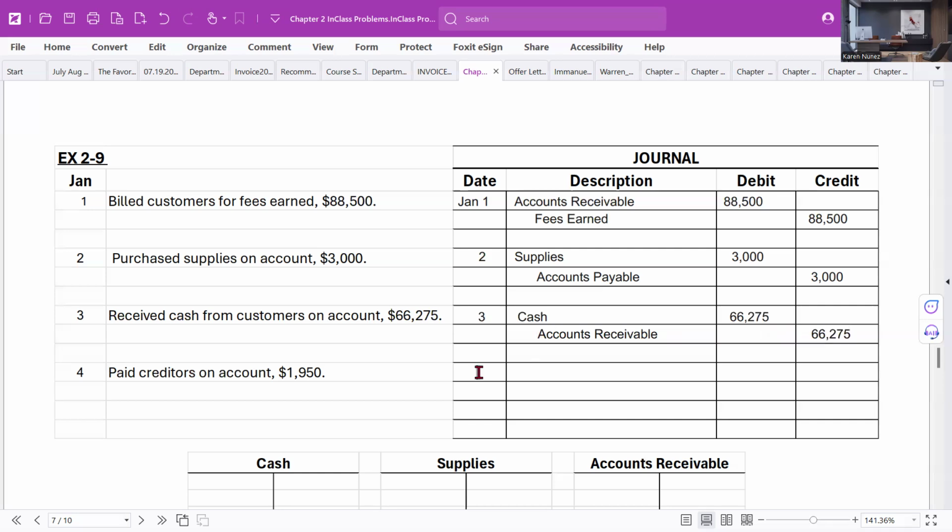And lastly, we are paying our creditors on account. So we have an outstanding obligation, kind of like the transaction in number two, right? We bought something, we bought it on credit, we recorded the liability in accounts payable. Now we're paying on our account, right? So the way we reduce a liability is by debiting it. So we're going to debit that accounts payable for 1950. And we're paying in cash. Got to show the reduction in that asset by crediting it. Credit the cash account for the 1950.